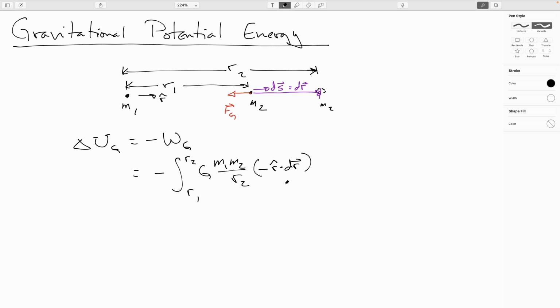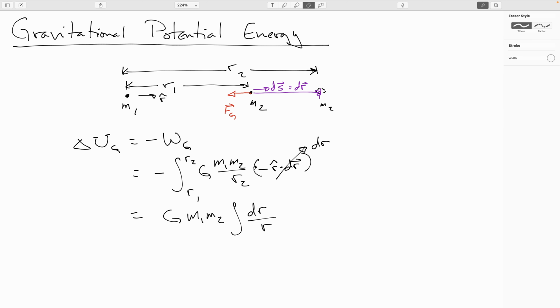Okay. Now, r hat dotted with dr. r hat is just the number 1. So this is going to just turn into dr without a direction because it's a dot product, and r hat is in minus 1. I've got a minus and a minus here, so that's going to give me a plus. I can pull the G, the m1, and the m2 out of the integral to be left with an integral of dr over r squared from r1 to r2. Okay.